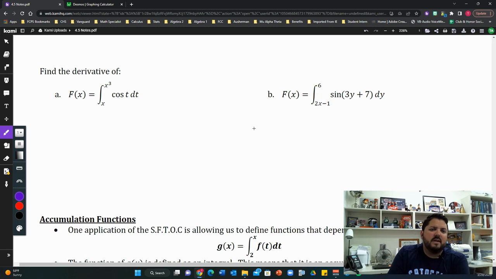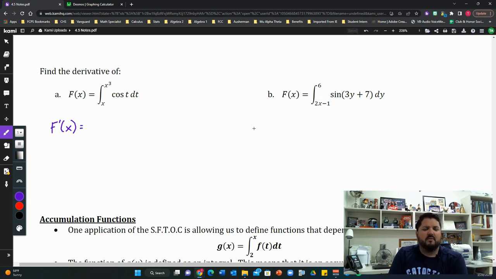And we'll get into what that means, but for right now, let's focus on how we handle or work with that. So if I say that capital F of x is equal to the integral from x to x cubed of cosine of t dt, and I want the derivative of this guy, well, okay, notationally, derivative of capital F is capital F prime. We could revert back to the little f, but we're going to stick with capital F for right now.